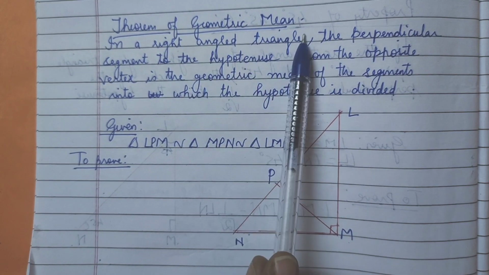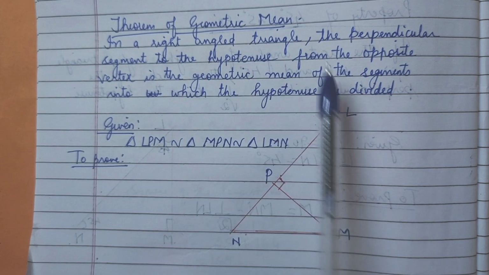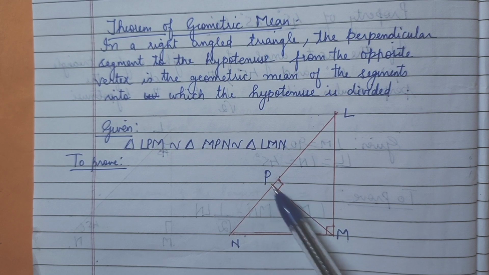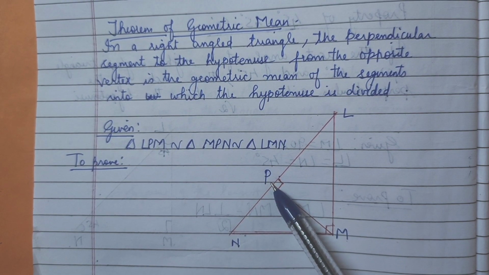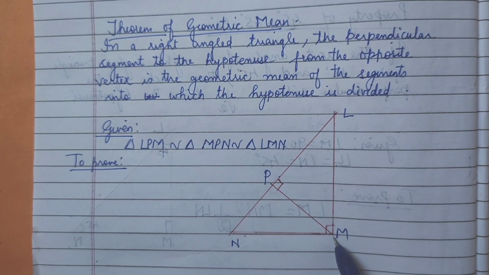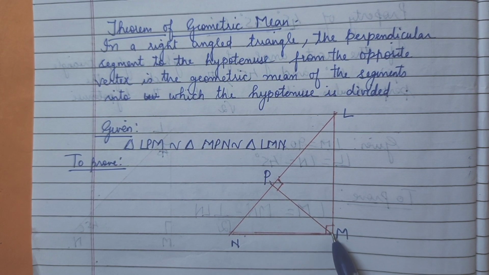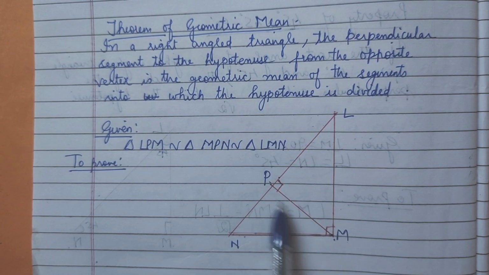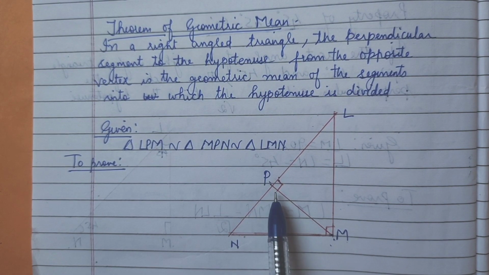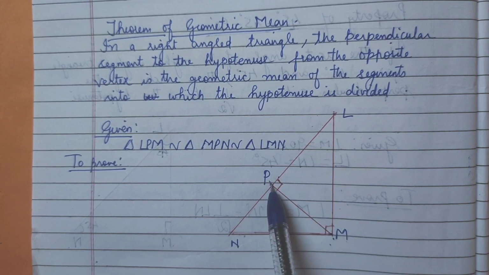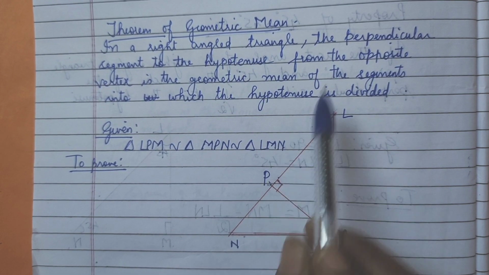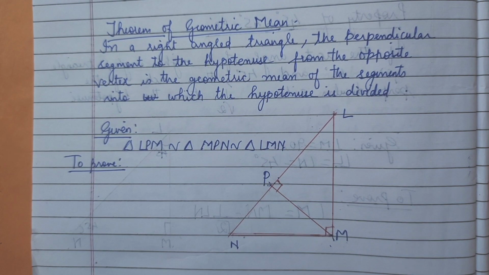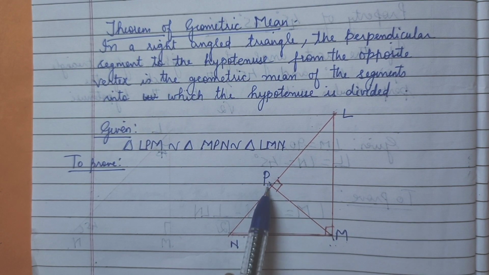Next, the theorem of geometric mean. In a right angled triangle, you can see this is a right angled triangle and the perpendicular segment, this is a perpendicular segment to the hypotenuse from where? From the opposite vertex. Where is it coming from? From this opposite vertex M. I repeat, the perpendicular segment, which perpendicular segment? PM to the hypotenuse where? That is here, that is LN. The point has come here from the opposite vertex M. It is the geometric mean, or the other way we can say this is the altitude also.